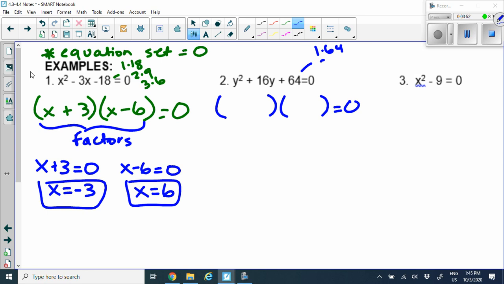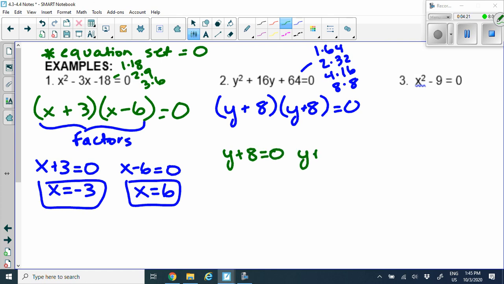So 2 times 32, and then 4 times 16, then we have 8 times 8. There we go. So we kind of have a long list on this one. Okay, which pair will add up to our 16 in the middle? That will be the 8. And notice we need to add to a positive, so we're going to have plus and plus. Okay, now I set each of my factors equal to 0 and solve. So y plus 8 equals 0. And on both of them, I subtract 8, so I get y equals negative 8. So I get the same answer on both of these.